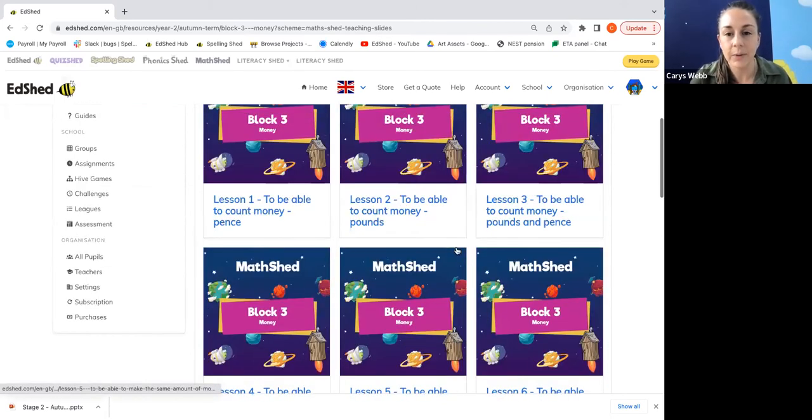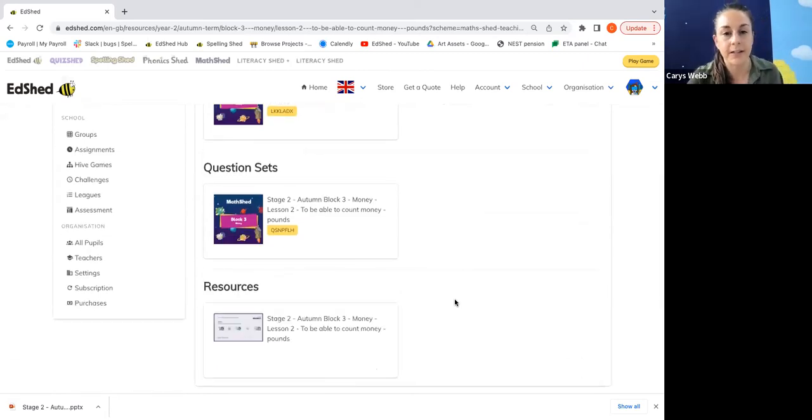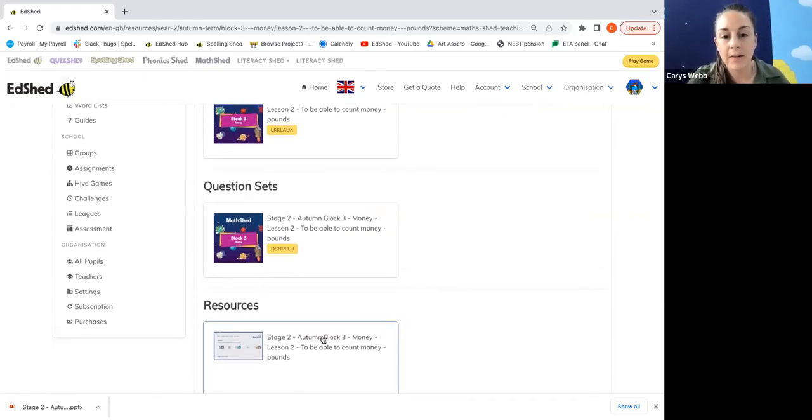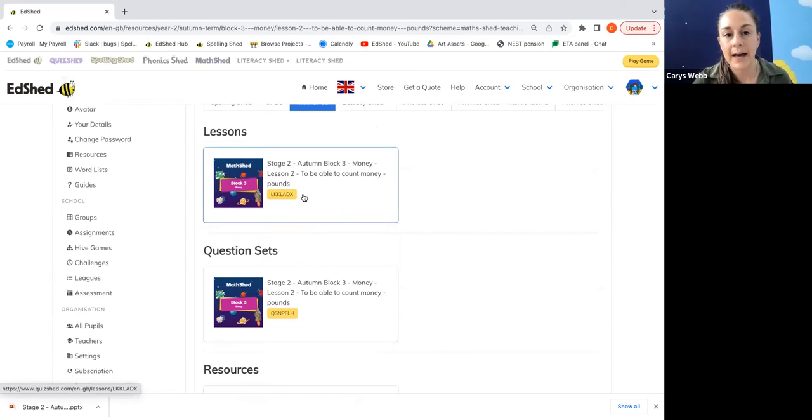And with each lesson, if we look at lesson 2, we have 3 different types of resources. This is for every lesson from year 1 to year 6. We have resources, which are the teaching PowerPoints. We have question sets, which are the quizzes you can set the pupils. And we also have lessons, which are a mixture of question sets as well as recorded teacher talk time. Some of these are by myself and our other colleague, we're both trained primary school teachers. I'll show you one of those. And these are really ideal for home learning, consolidation, or also interventions.